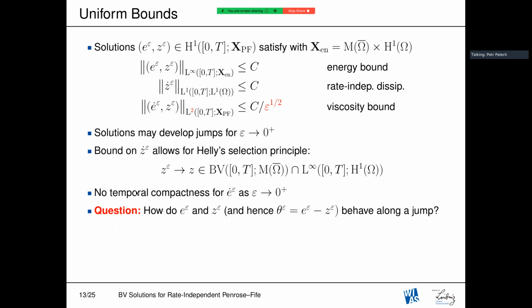What's the effective behavior of the internal energy? We have no temporal compactness so far. And the second point is that although the internal energy is almost at equilibrium at every time, this holds only where there is no jump. But along the jump, you have to resolve the whole jump. Then the viscosity activates again, and the energy and the phase field may even interact. So the interaction has to be somehow included in the effective model.